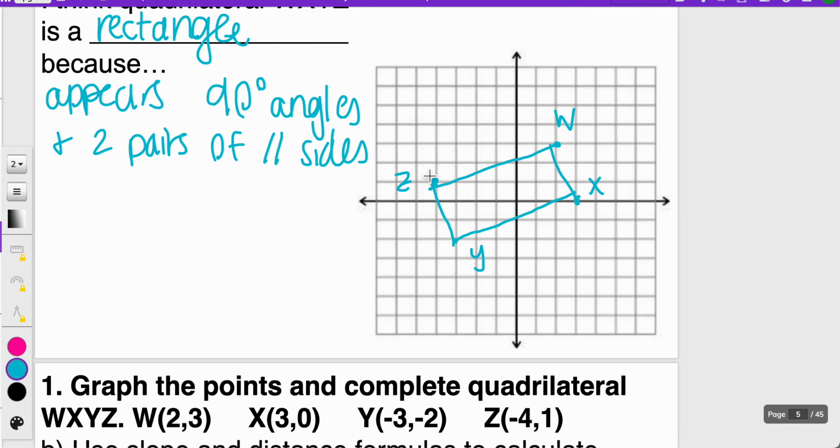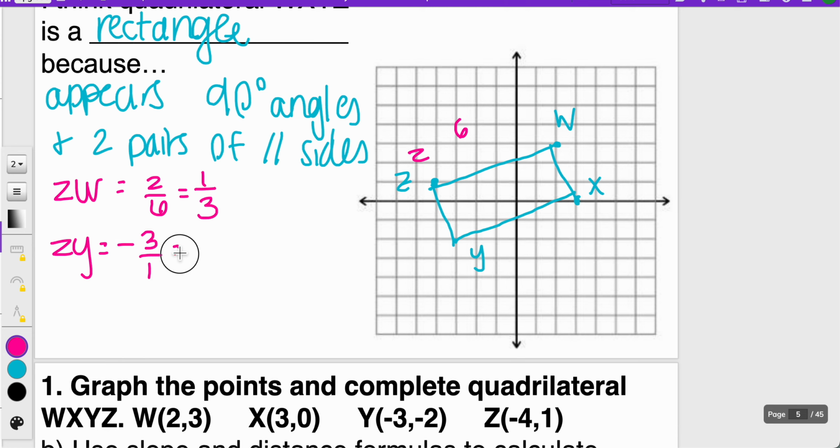Okay, I'm going to go ahead and find the slope from the points that I've graphed. So Z to W would be up 2 over 1, 2, 3, 4, 5, 6. So 2 over 6. So ZW is 2 over 6, which is 1/3. And then Z to Y is down 1, 2, 3 over 1, which is -3. So right now these are perpendicular, so that means I've got a 90-degree angle there.